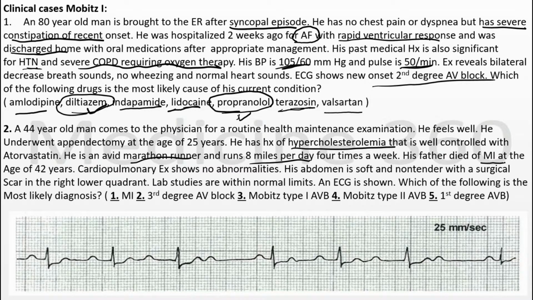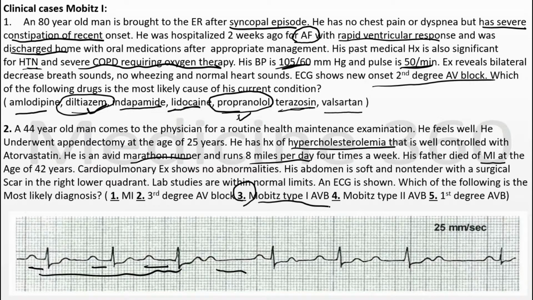In the ECG there are regular RR intervals, then there is a dropped beat, so the pulse is regularly irregular. Then there is a continuously prolonging PR interval and then the block. So on ECG findings, it is a Mobitz type 1 block.